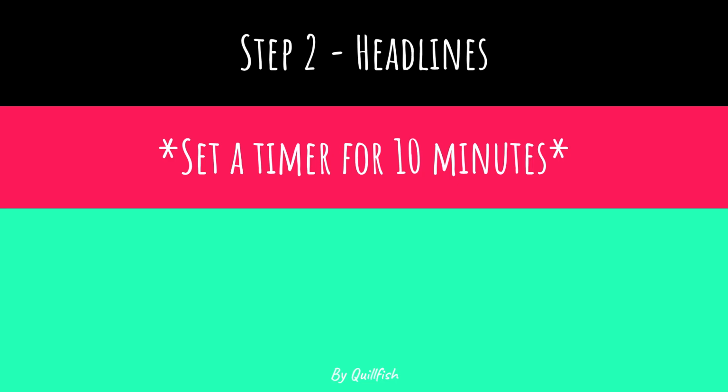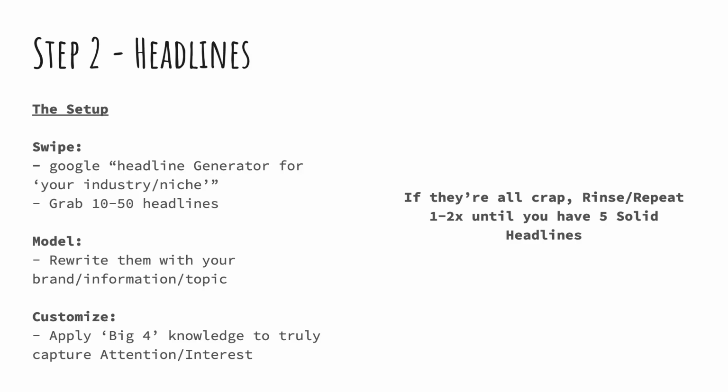Set a timer for 10 minutes on your phone. Then go back to each step and execute on that step for 3 minutes each. So swipe, Google the headline, grab 10 to 50 headlines, copy, paste, copy, paste, copy, paste. Then 3 minutes are up.